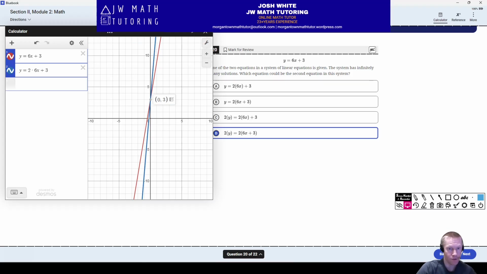Okay, infinite solutions, we're looking for the overlapping of the same line twice. So that does not happen in A, so A is wrong. Now I do this. Are they overlapping? No, not completely, so this is wrong.